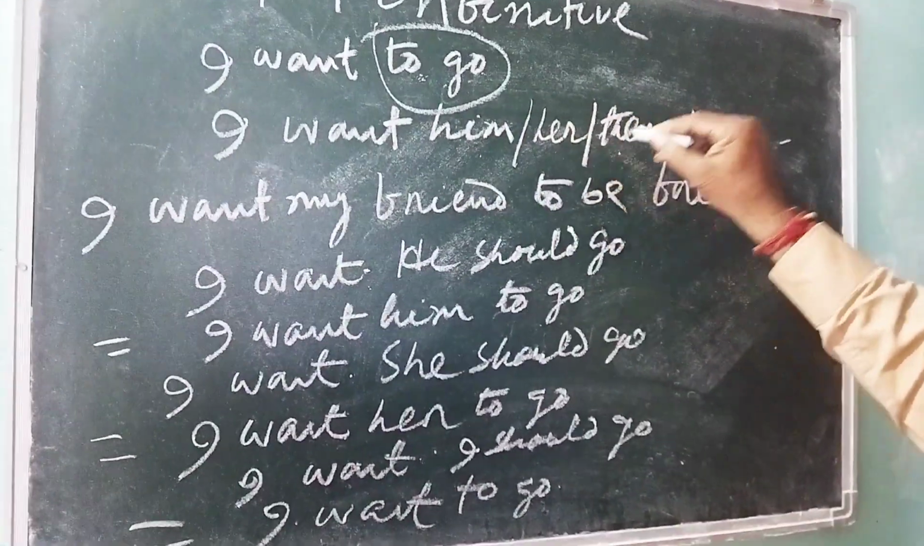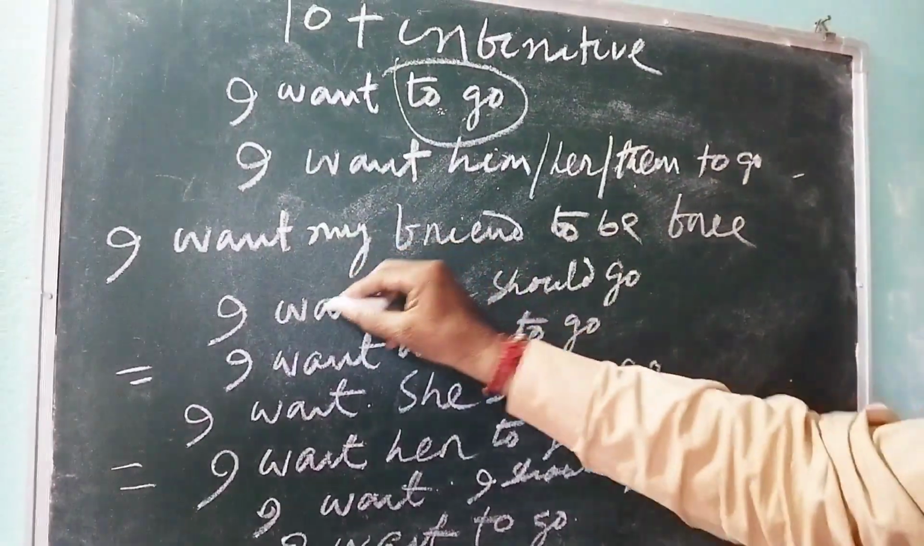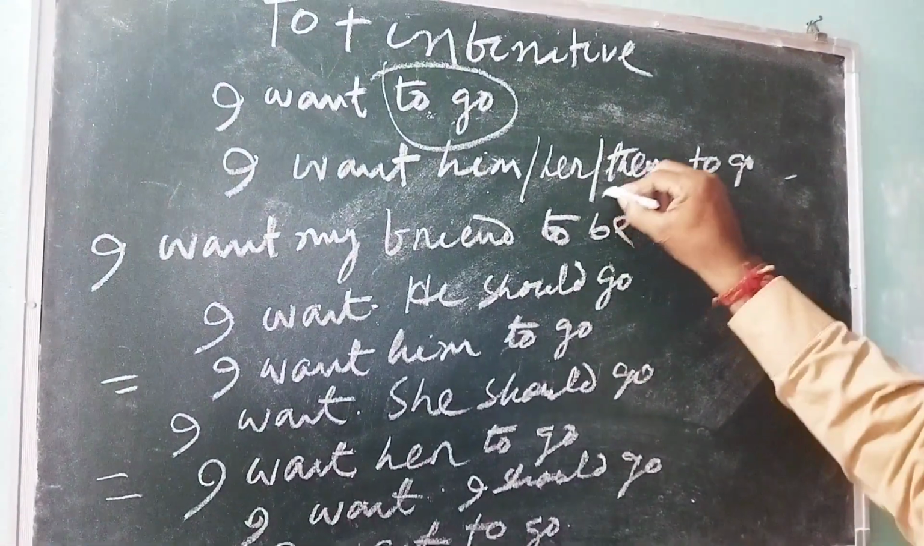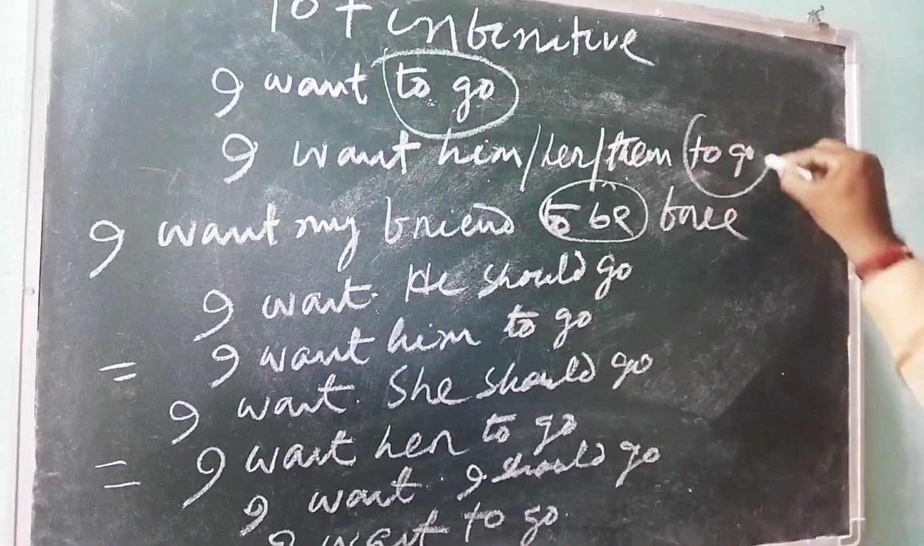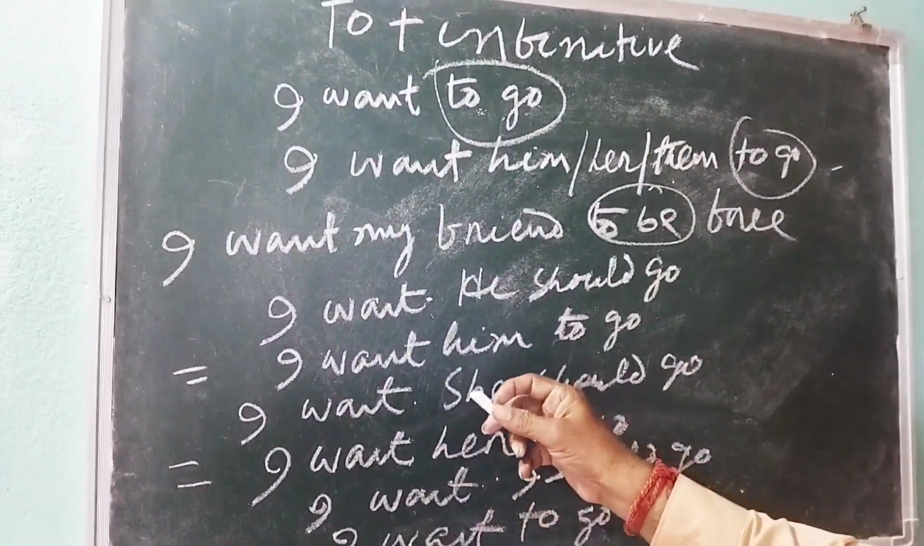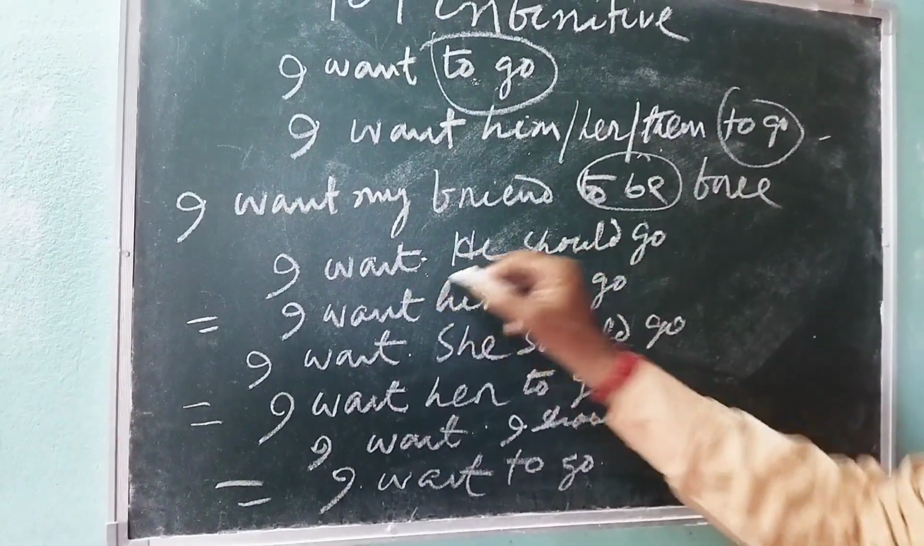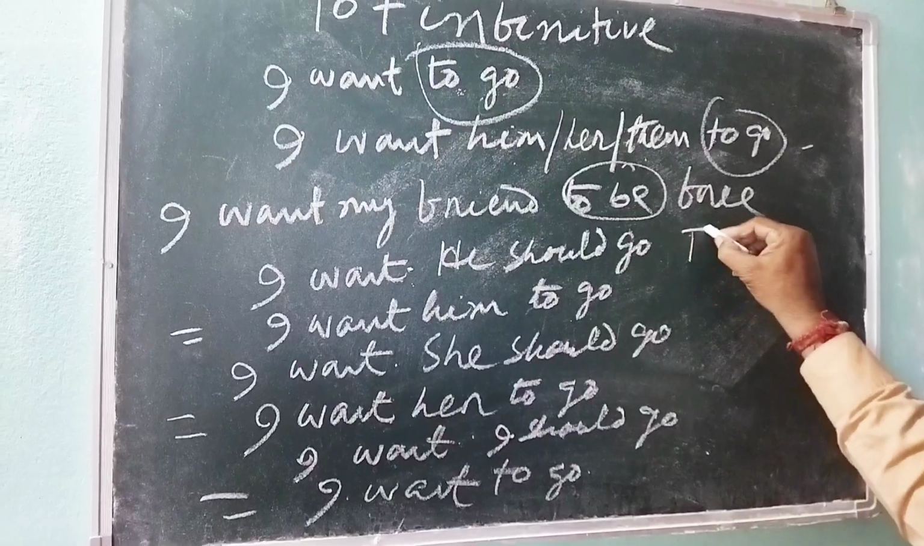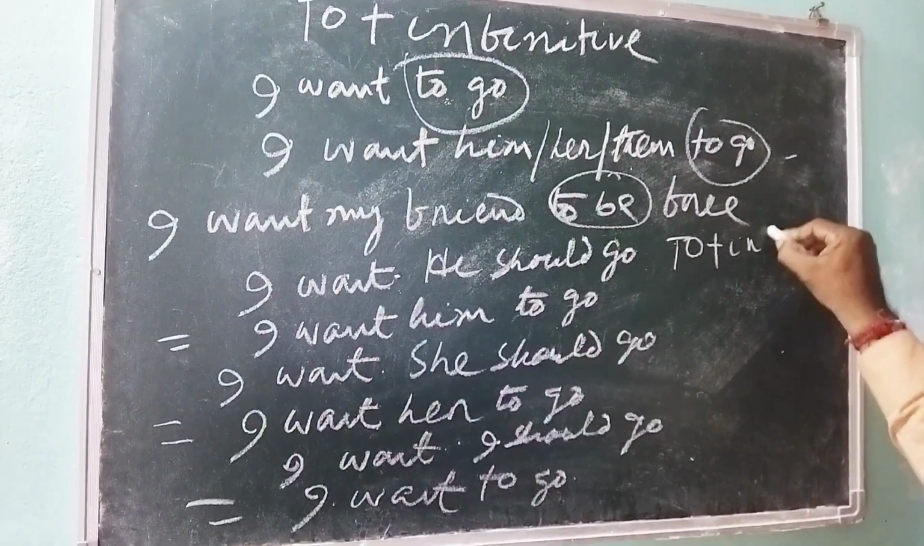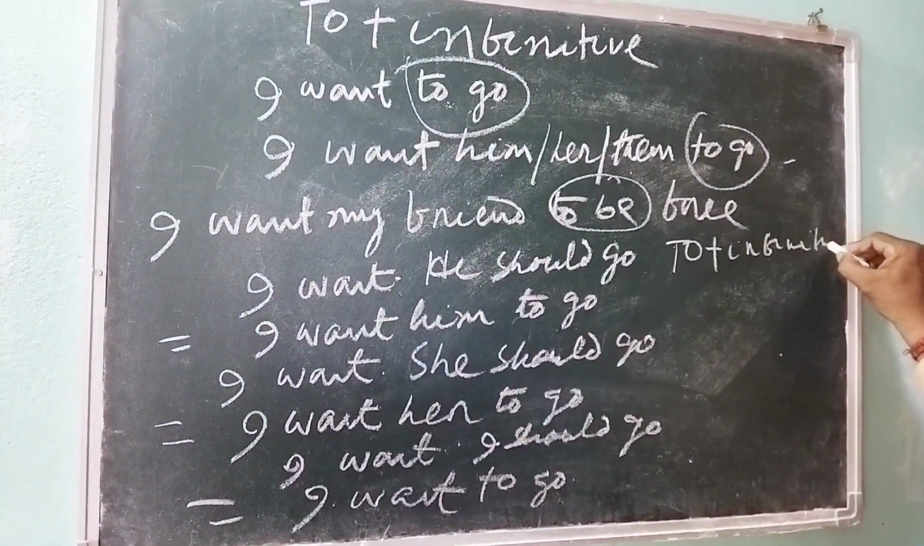I want him, her, them to play. I want my friends to be free, to be. This is to go. I want he should go. These are two sentences. Join them with the to plus infinitive.